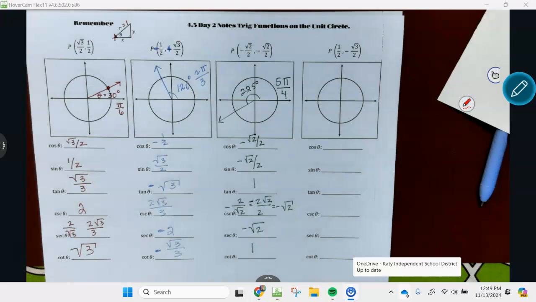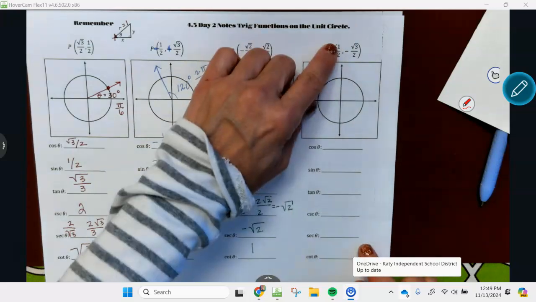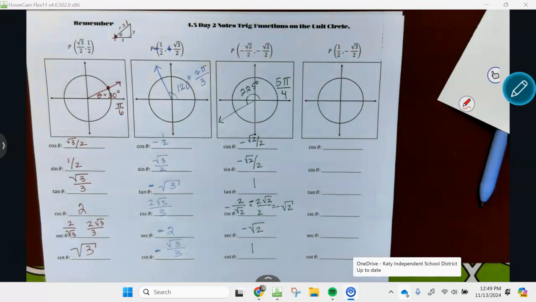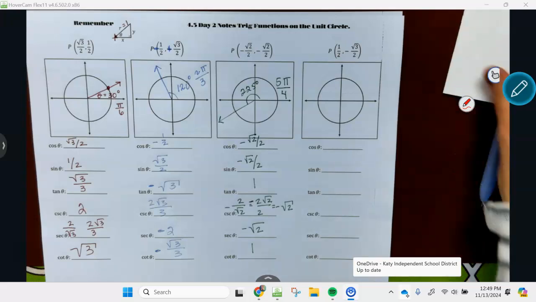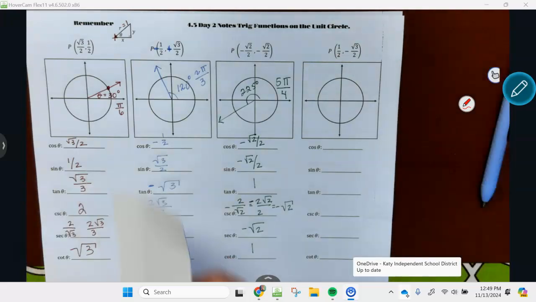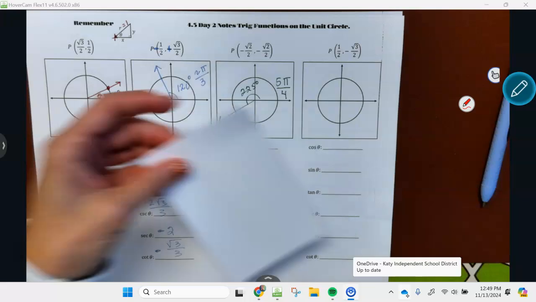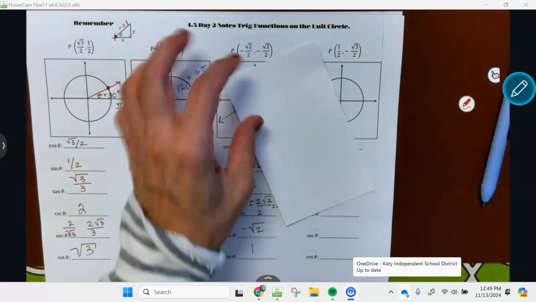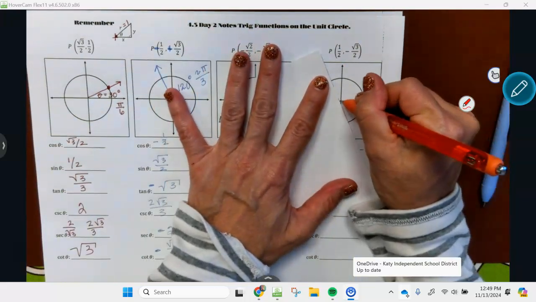Fourth quadrant. Fourth quadrant has a 1/2. If it is a 1/2, it is a 60-degree angle. 60-degree angles are closer to the y-axis. So I'm just going to kind of estimate. It's kind of down here.